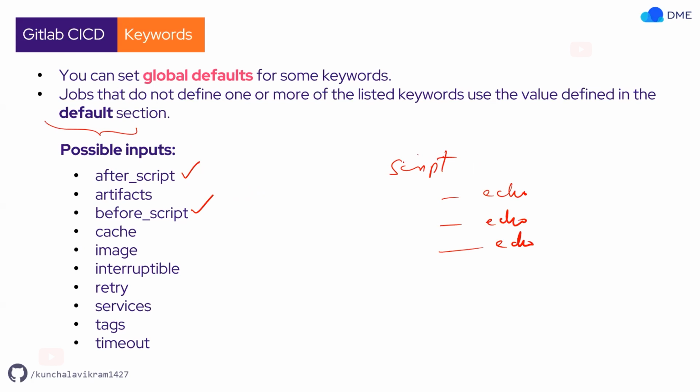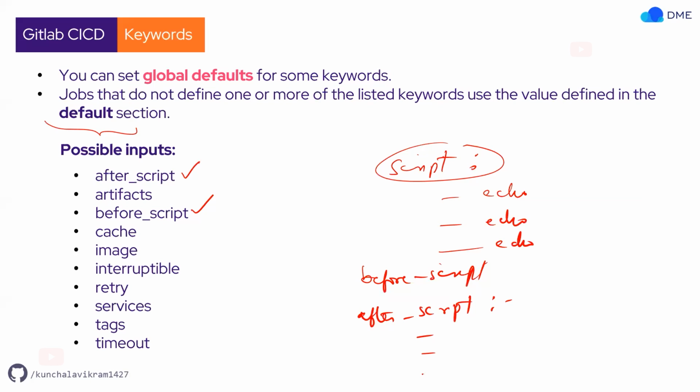Similarly, we have something known as before_script, and then we have after_script. Before running the script, whatever you put inside before_script will run. After the script is executed, whatever you put in after_script will run. So this is just like a post-build action.